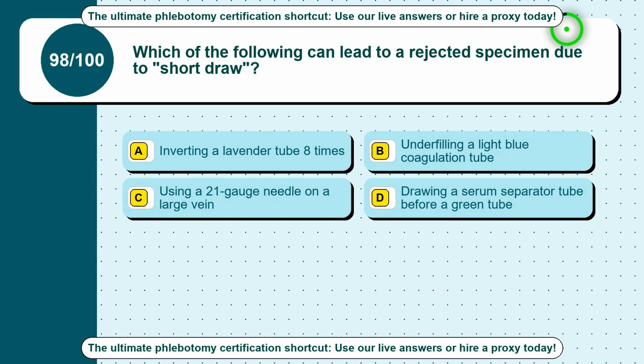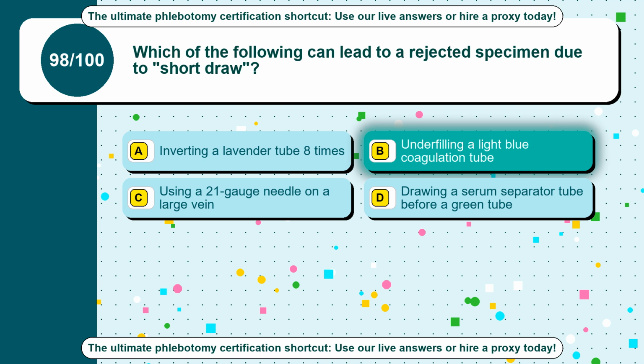Question 98. Which of the following can lead to a rejected specimen due to short draw? Option A, inverting a lavender tube 8 times. Option B, underfilling a light blue coagulation tube. Option C, using a 21 gauge needle on a large vein. Option D, drawing a serum separator tube before a green tube. The correct answer is option B, underfilling a light blue coagulation tube.